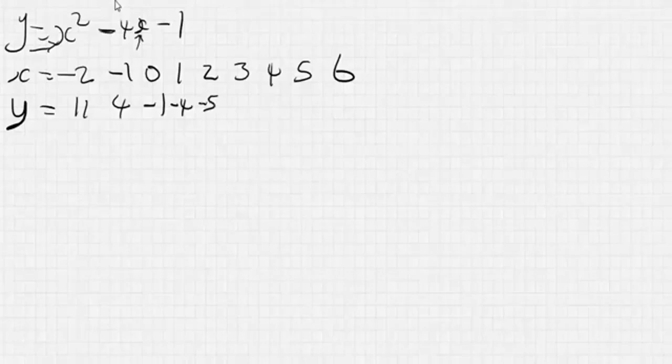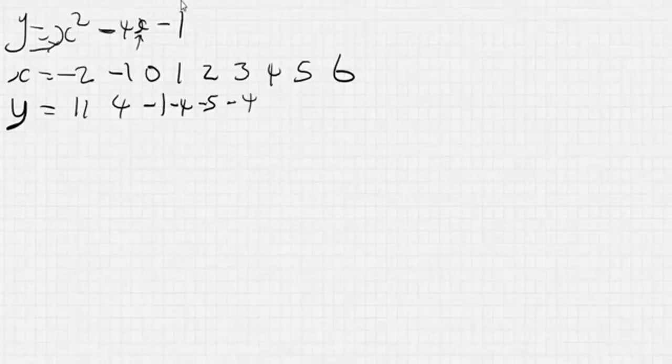Okay, now when x is 3, 3² will give us 9. Okay, so we're going to have 9, because -4 times 3 will give us 12. We're going to have 9 minus 12, which will give us -3. -3 minus 1 will still give us -4. Okay, still have -4 here.